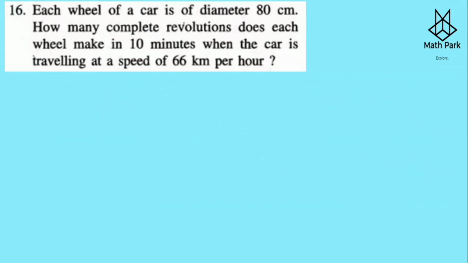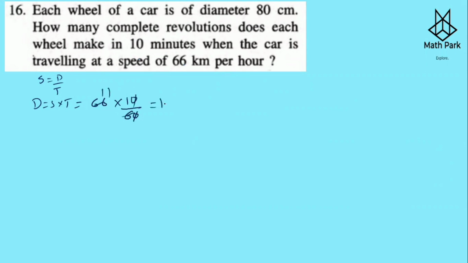Each wheel of a car is of diameter 80 centimeter. How many complete revolutions does each wheel make in 10 minutes when the car is traveling at a speed of 66 km per hour? As we know, the number of revolutions is equal to distance divided by the circumference. So let us find the distance first. Speed is equal to distance upon time, so distance is equal to speed into time. Speed is 66 kilometer per hour, and time is given as 10 minutes. So 10 minutes is equal to 10 upon 60 hours. So simplify.